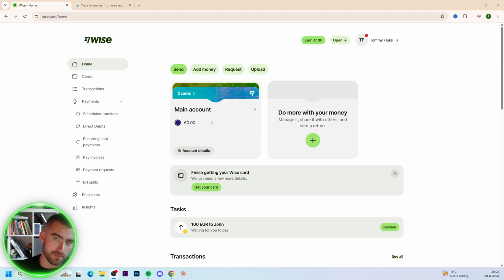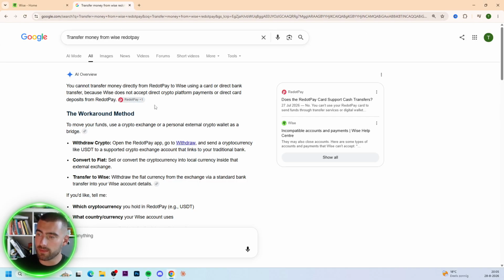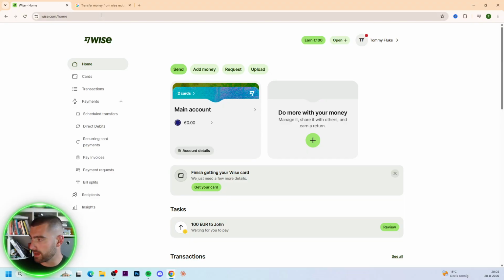But what we can do is a little bit different, and it's a completely other way to get money on RedotPay. You can do that by simply going to RedotPay, searching for the P2P option, and then trading with your Wise money for something different on the RedotPay application.